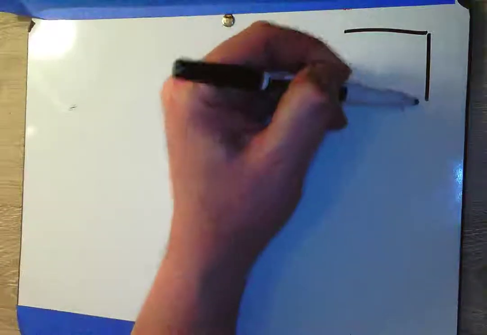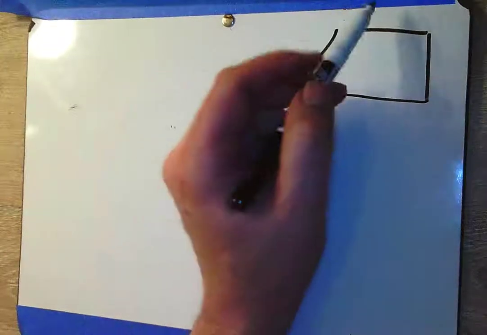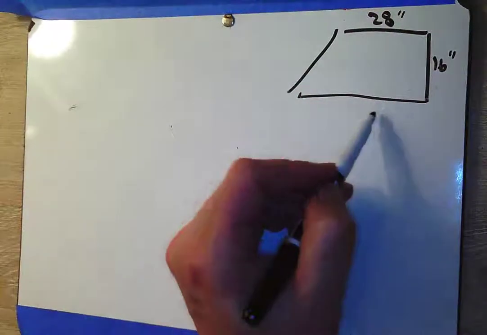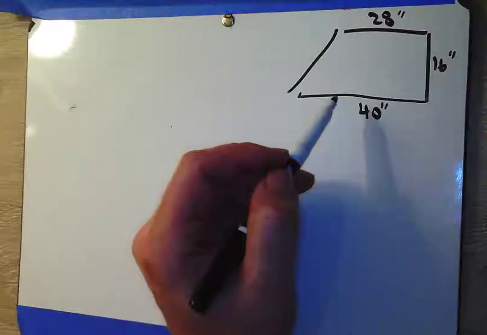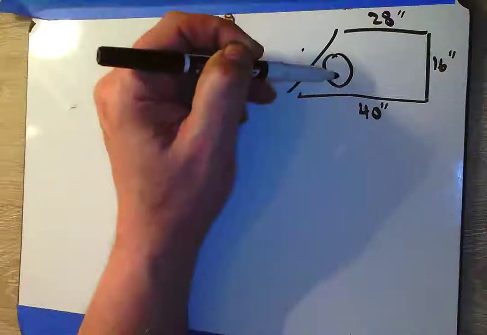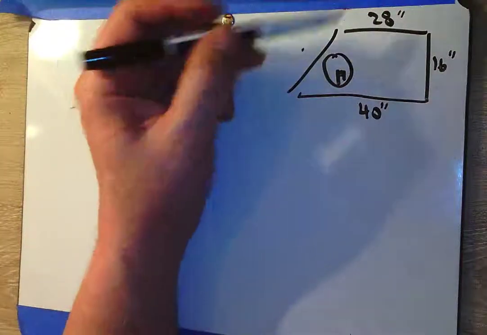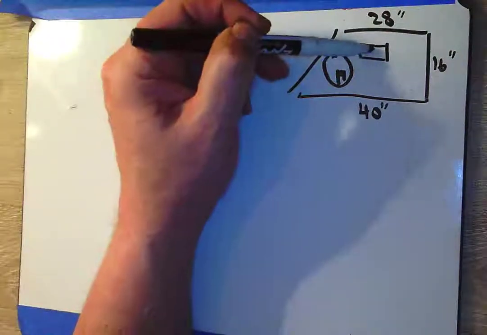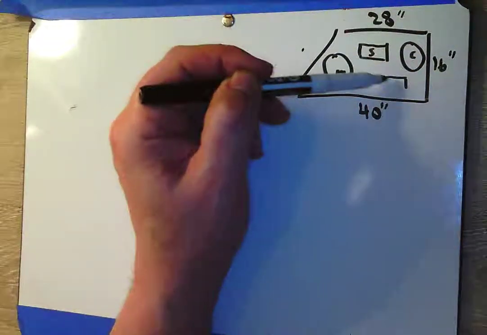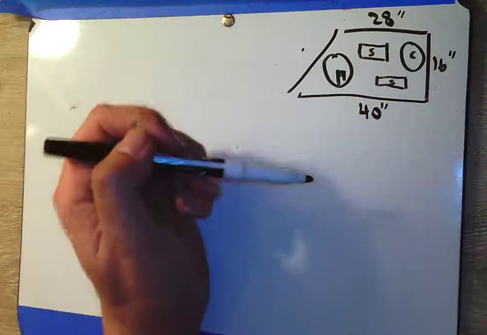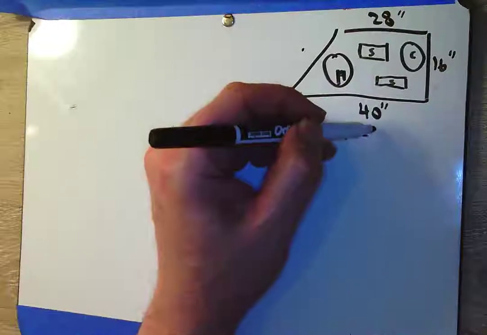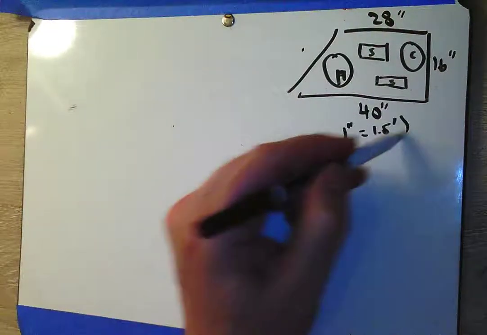And this is a picture of a playground. This says 28 inches, 16 inches, 40 inches, and I don't know how big that is yet, but I'll need it for perimeter. There's a merry-go-round with a radius of 4. There's a slide. There's a climbing structure. And there's a sandbox. Okay. 1 inch equals 1.5 feet.